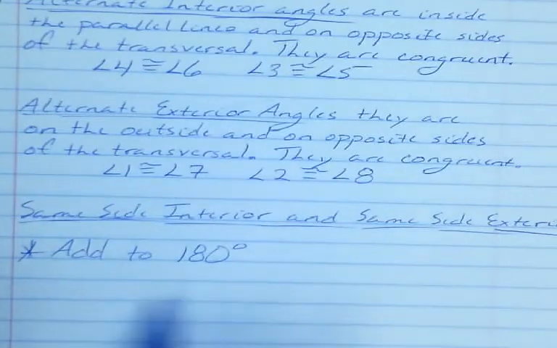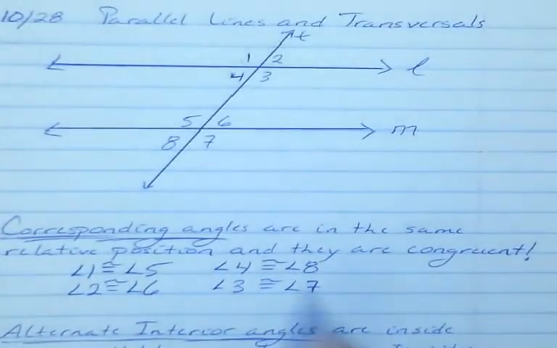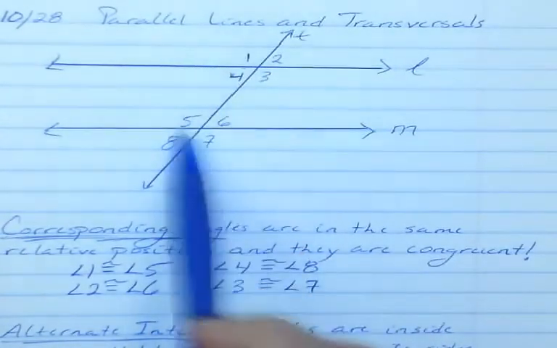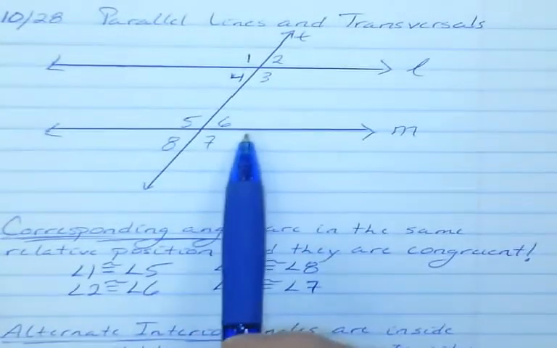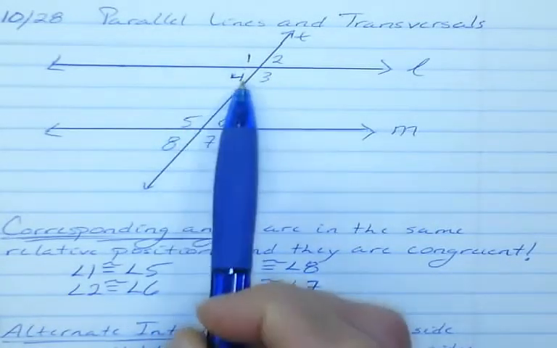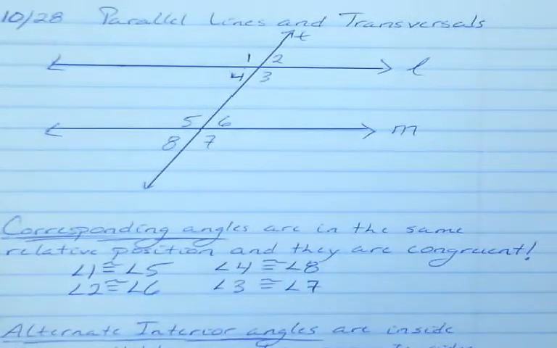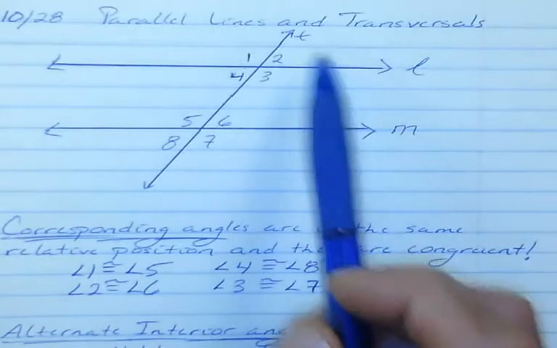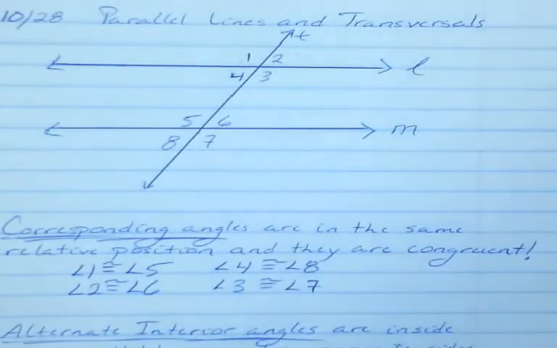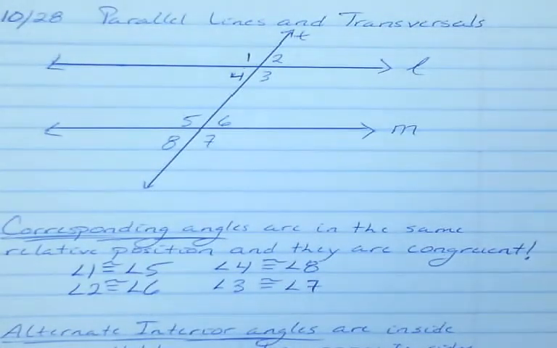If we look at our drawing, we have same side interiors. So we're thinking about all the angles inside. 4, 3, 5, 6 are inside. Now the ones on the same side, angle 4 and angle 5, they are same side interiors. They add up to 180. 3 and 6 are same side interiors. They add up to 180. Now the same can be true for exteriors. 2 and 7, they are on the same side, they're both exterior. They add up to 180. 1 and 8, they are same side exterior angles. They add up to 180.